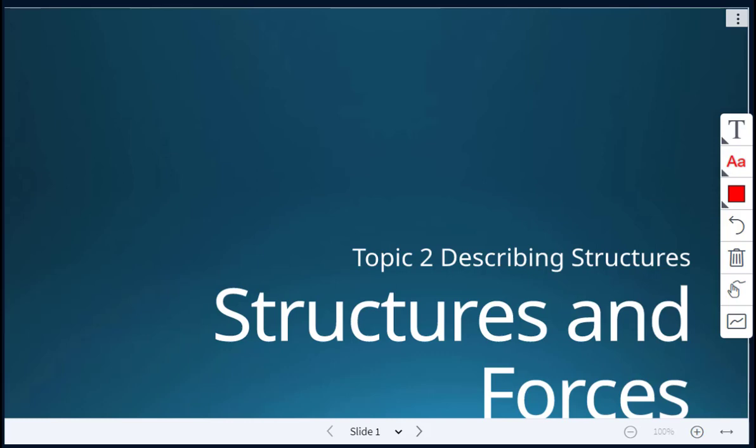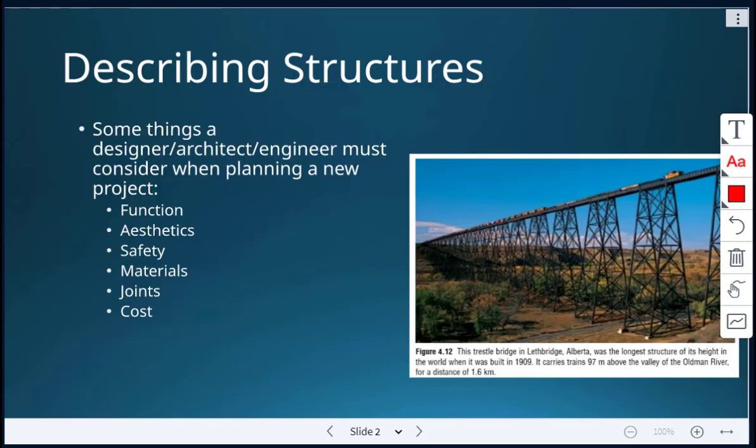All right, so today's class, we're looking at topic 2, describing structures. So, what are some things that a designer or an architect or an engineer look at when they're planning a new project? They have to look at function. What is its purpose? Aesthetics. That's like, is it pleasing to the eye? Does it look nice? Safety.